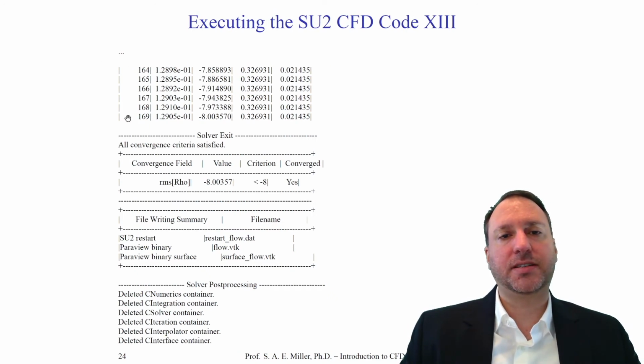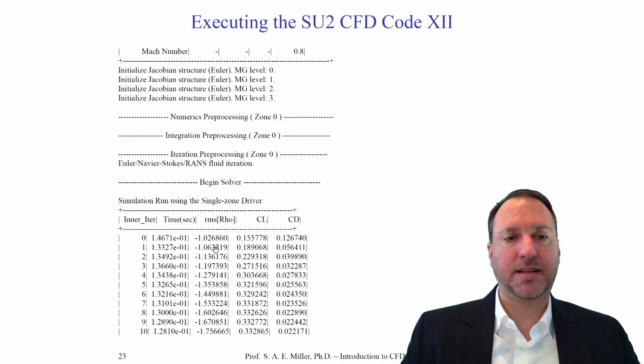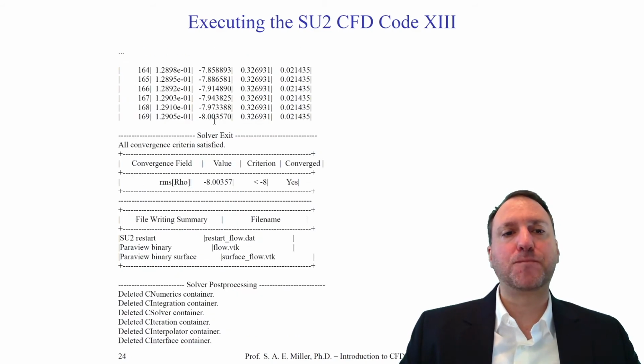And at iteration 169, on my current compiled version for this particular file, my code has essentially converged. This column is density, the root mean square of density residual, and it's gone down to -8. It has satisfied my convergence criteria, which I specified in the configuration file. You'll see the coefficients of lift and drag end up being 0.326931 and 0.21435. So I could say that because my RMS of density residual has gone down to the -8th power, my convergence criteria is satisfied.